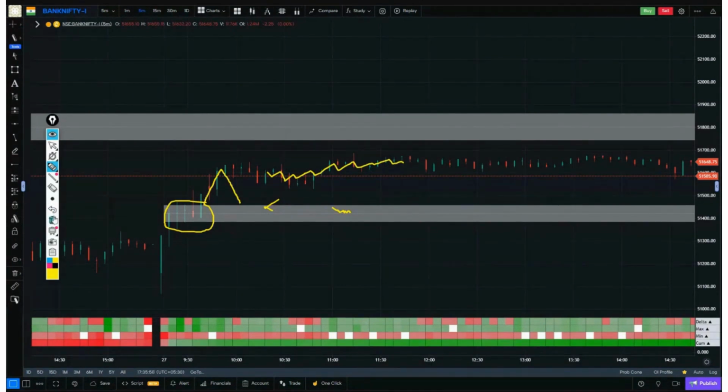Okay, so this was the analysis of Bank Nifty and Nifty for today. Now, if you have any doubts, you can ask.